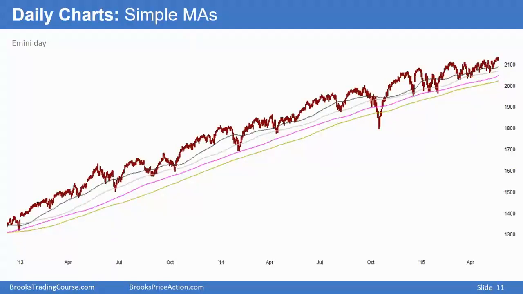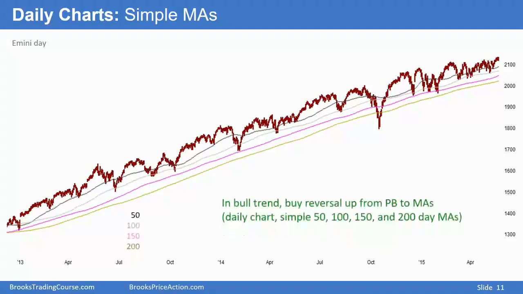Daily chart of the E-mini. Many traders pay attention to simple moving averages. Popular ones are 50-day moving average, 100-day, 150-day, 200-day. I have them color-coded here.